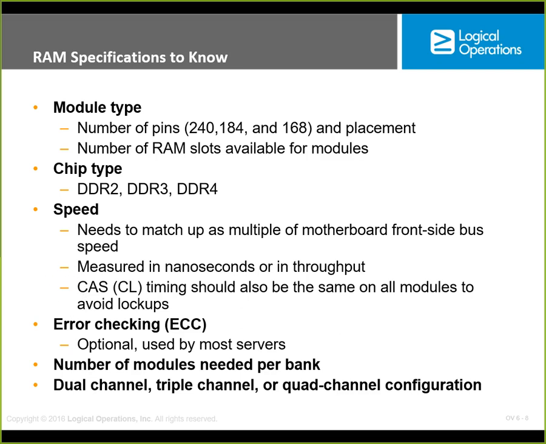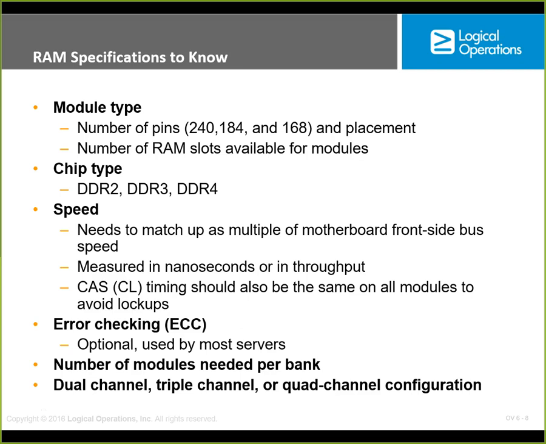RAM specifications to know, and this is from a different vendor, and this was their title: RAM specifications to know. Module type, the number of pins: 240, 184, 168. Number of RAM slots available for modules. The chip type: DDR2, 3, and 4. Speed needs to match up as a multiple of the motherboard front side bus speed, measured in nanoseconds or throughput.